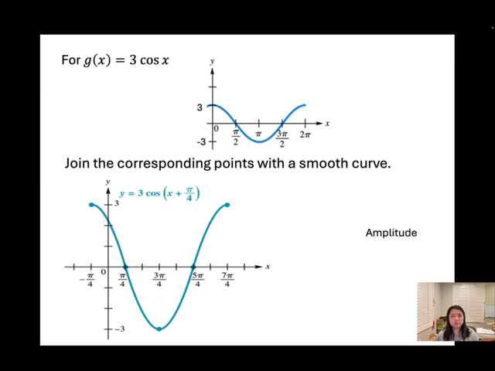Okay, what is the amplitude? That's equal to 3, right? 3 units. Okay, period. That will be 2 pi over b, and your b is equal to 1, so you still have the 2 pi.